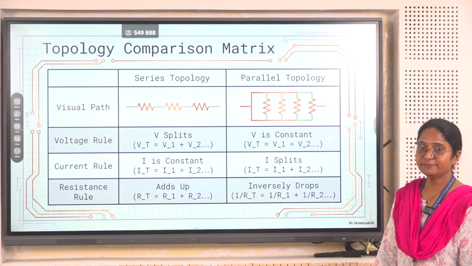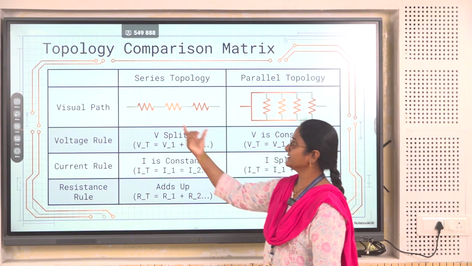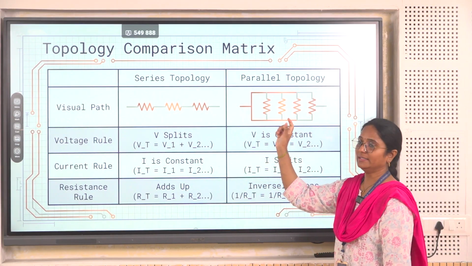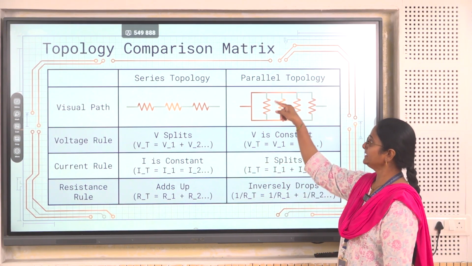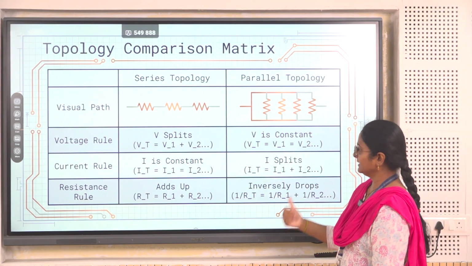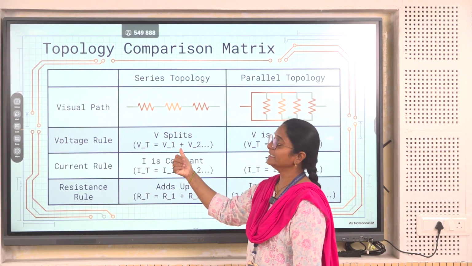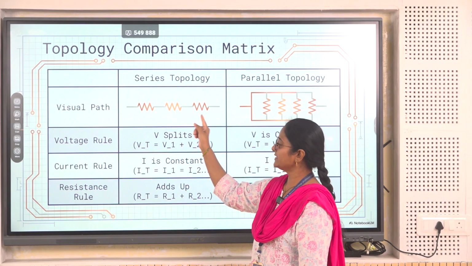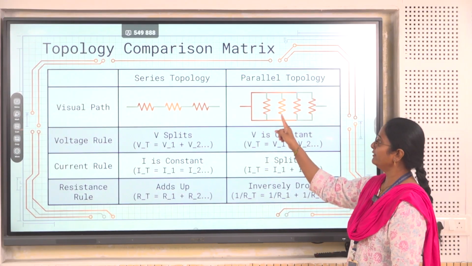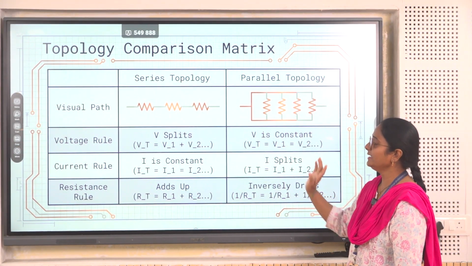So, we have a comparative chart here where you can see the series topology versus the parallel topology. For resistors connected in series, only a single terminal is common, whereas in parallel every terminal of one resistor is connected with the terminals of the other. In the series topology, the voltage rule says that the total voltage is the sum of the voltages across each resistor, whereas in parallel the voltage across each resistor is the same.